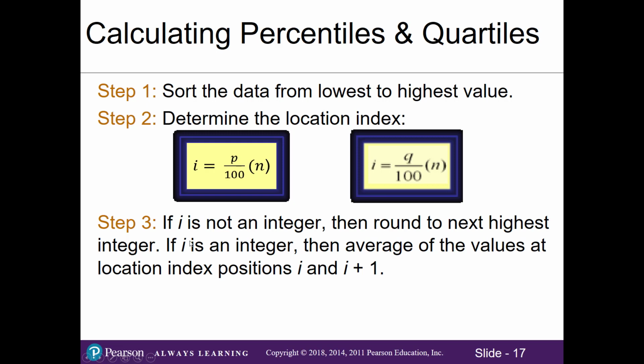Now, same rules. If our index is not an integer, we round up to the next whole number. If our index is an integer, a whole number, then we average whatever number appears in that position I, or the index, and the next number up.